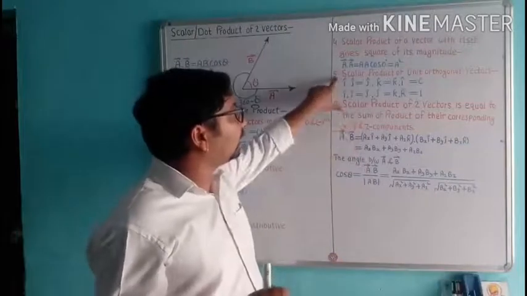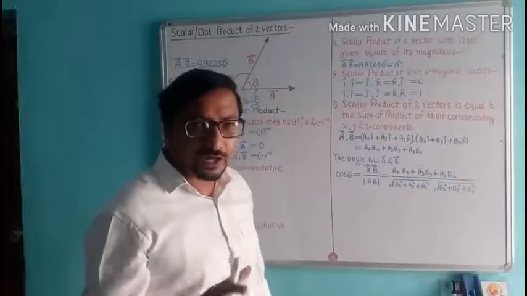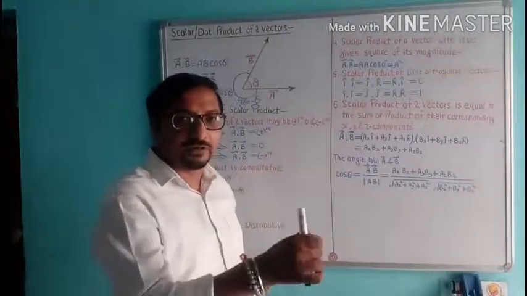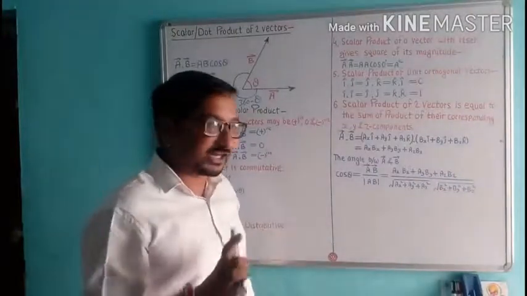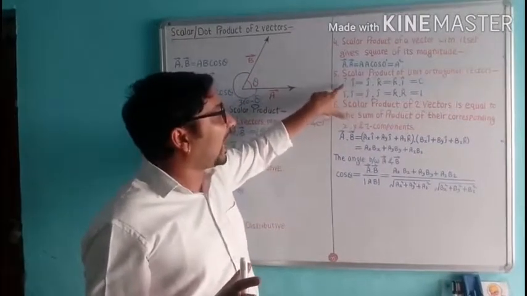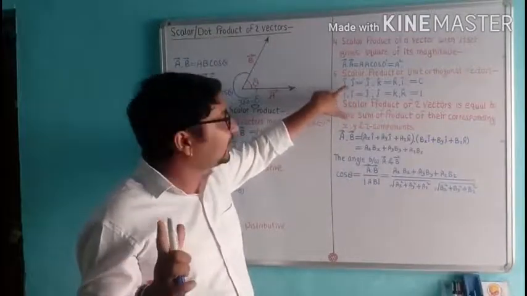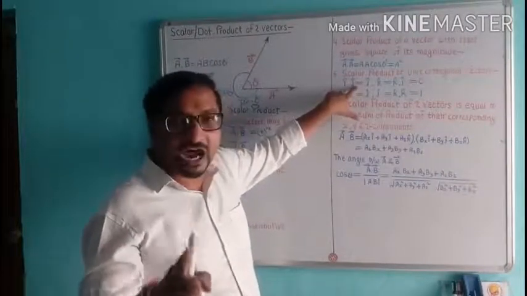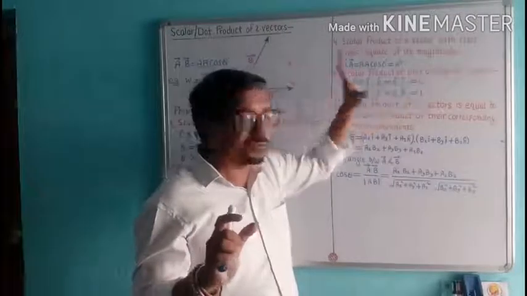Now the next property is the scalar product of unit orthogonal vectors. We know that the unit orthogonal vectors are i cap, j cap, k cap. i cap is along the x direction, j cap is along the y direction, k cap is along the z direction. Then i cap dot j cap will be ij cos 90. i cap is along the x direction, j cap is along the y direction, so i cap dot j cap will be ij cos 90, and the value of cos 90 is 0. So it gives 0.